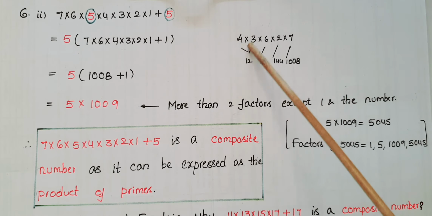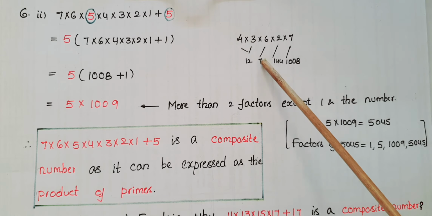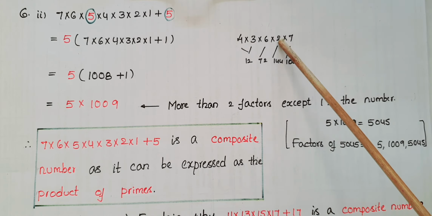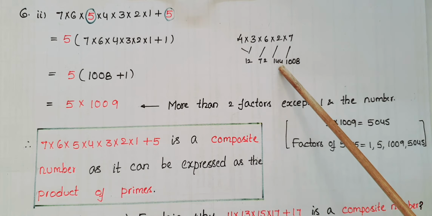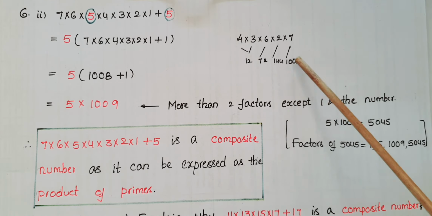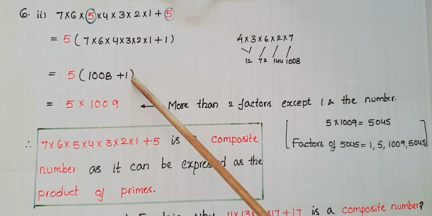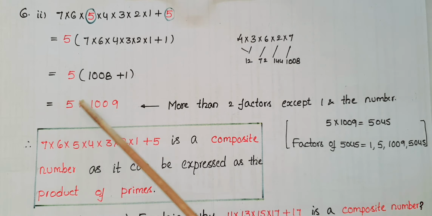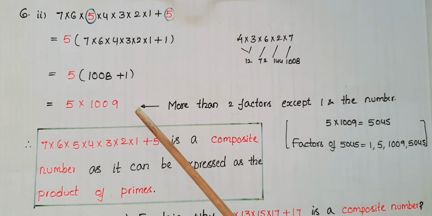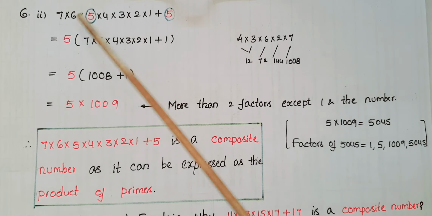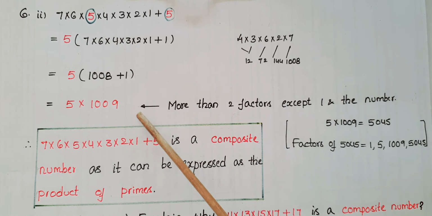you can multiply like this. 4 3s are 12, again multiply with 6, that is 72. Again multiply with 2, then you will get 144. Again multiply with 7, then 1008. So 1008 plus 1, 1009. So 5 into 1009. So here more than two factors. This expression has more than two factors except one and the number.